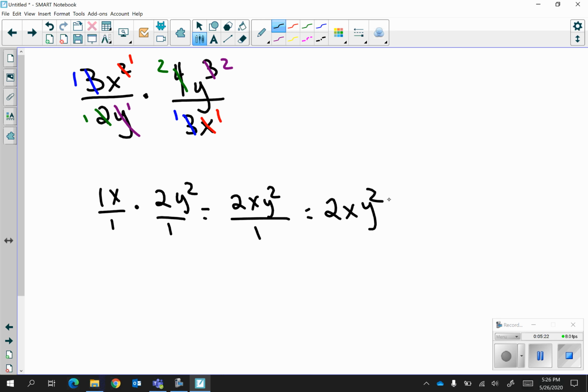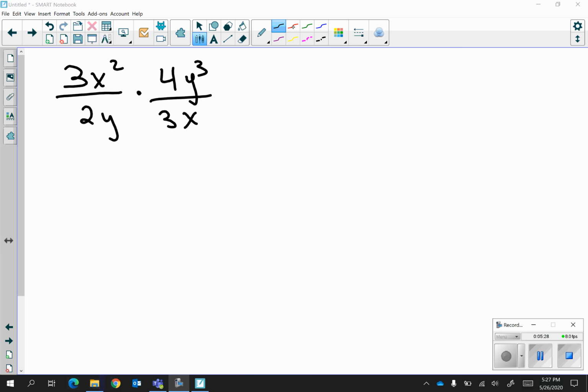Again, you don't have to do it that way. You can multiply everything together first. So let's see if you were to actually multiply everything together first. 3 times 4 gives me 12. Then you're going to think x squared times y cubed is just x squared y cubed.